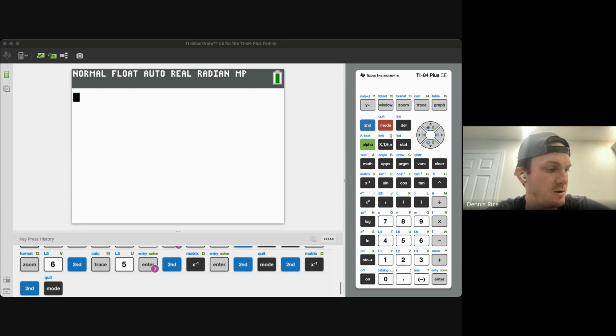I know today was a little bit of all over the place. We did some slope calculations. We did some graphing lines.